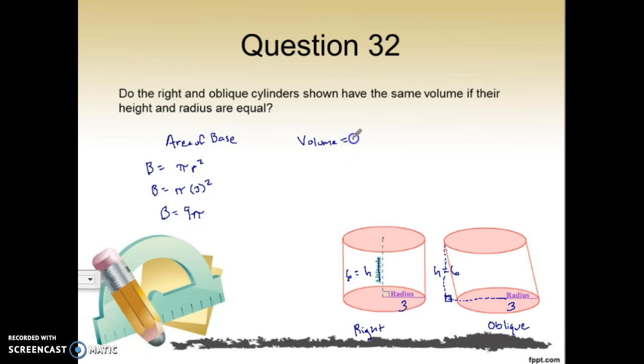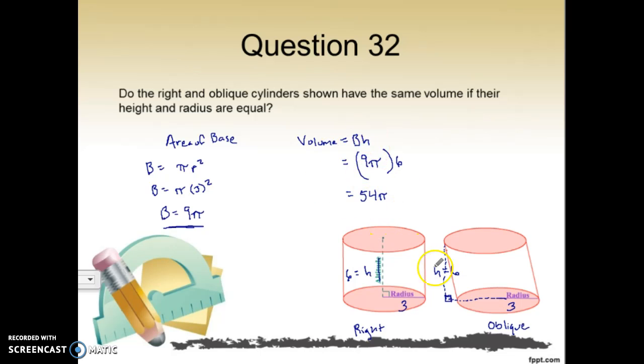All right, so then I know that to find the volume of a cylinder, my volume is the area of the base times the height of the figure. So here, I'm going to plug in the area of the base over here that I just found, 9 pi. And I'm going to multiply that times the height. And the height here we decided is 6. Well, 6 times 9 is 54. So I'm going to say that the volume for both of these is 54 pi.